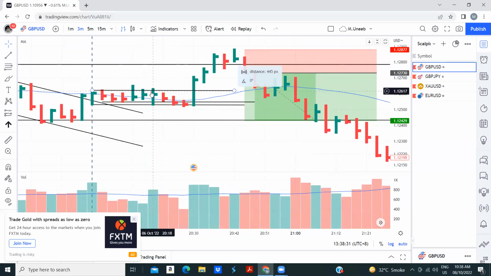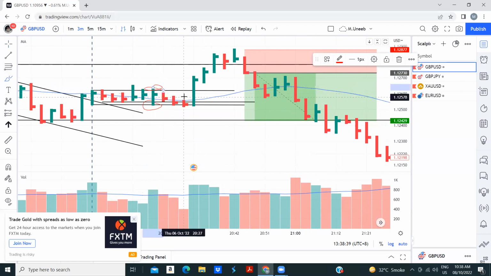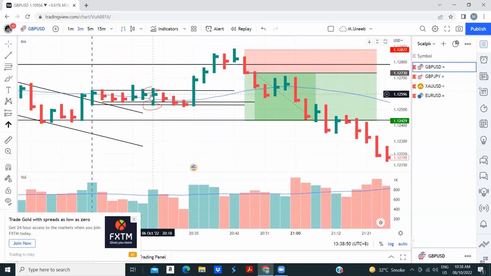Now the problem with this one is that this is a key reversal, right? But it's also rejecting here. Can you see? There's a difference between this bar and this bar. Can you see the difference? So this is also rejecting and it's closing below this level, so there will be some sellers coming in here as well. So this level will be retested. This is how we make sure when the level will be retested.